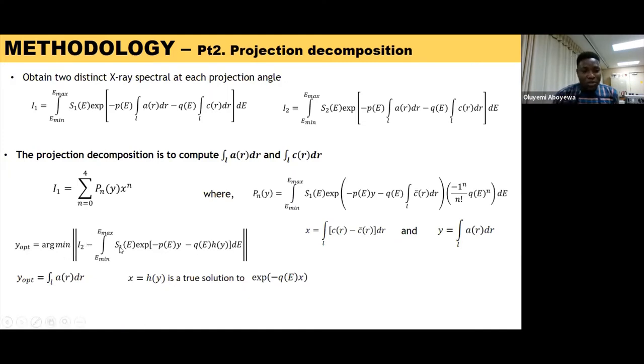Sometimes I can't find my cursor. Okay, we're just using this to minimize this expression. That is, if I measure an I2, that is, I measure an intensity at the detector with a higher energy, I can calculate, I think I made a mistake in my equation here. This should be S2, not S1. I can calculate what Y should be by an iterative process where you just change the value for Y, knowing your X value.